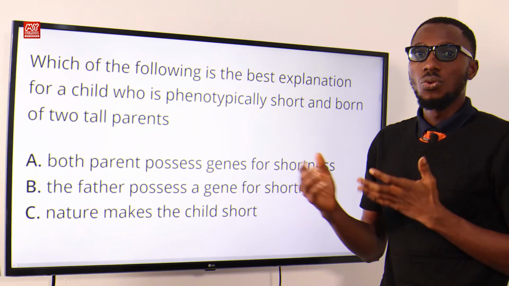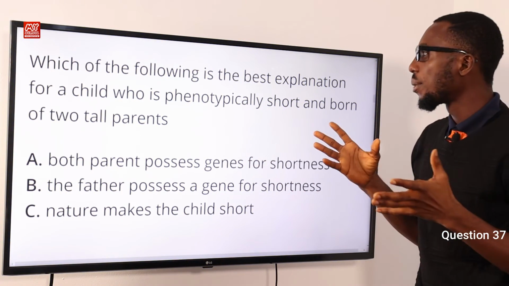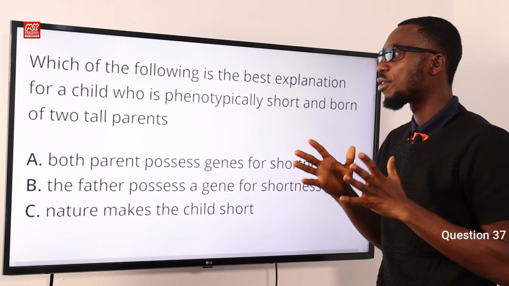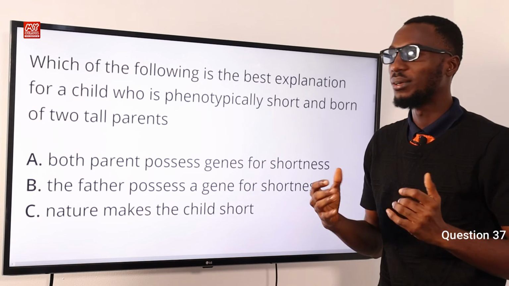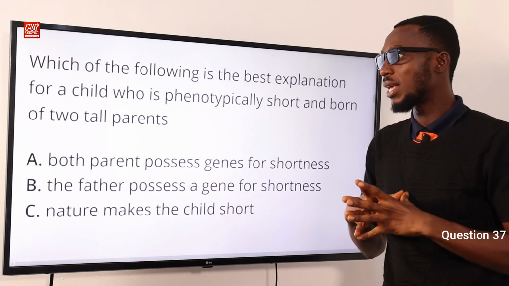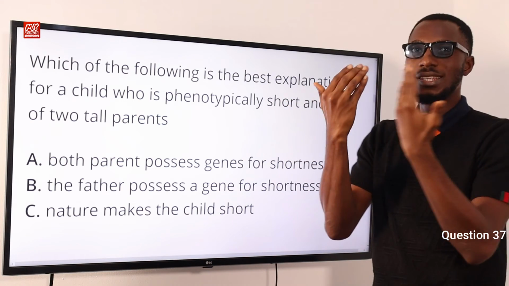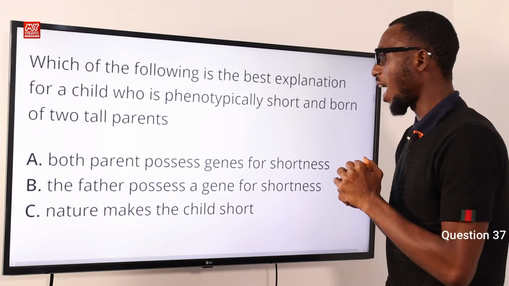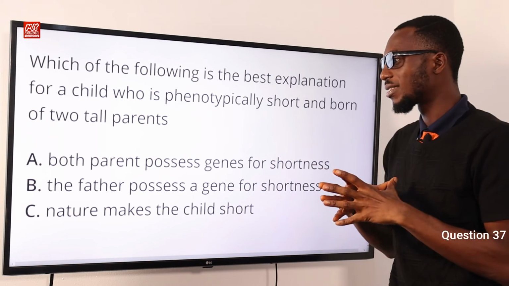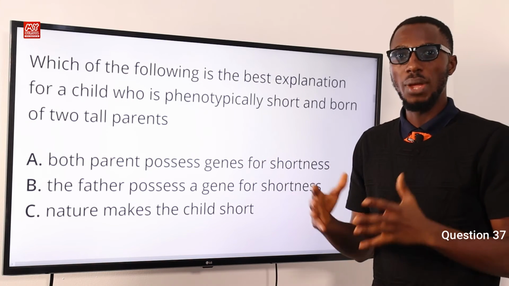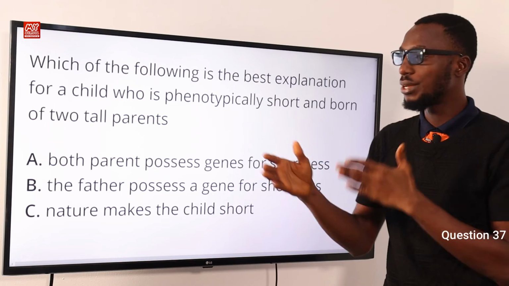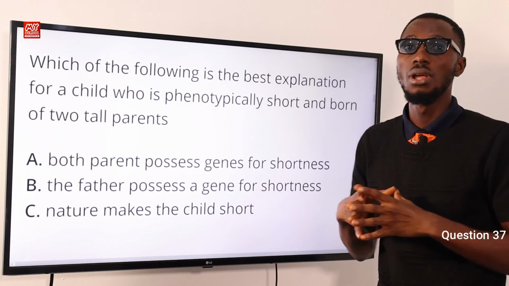Question 37. Which of the following is the best explanation for a child who is phenotypically short and born of 2 tall parents? When you talk about phenotypically, you are talking about physical appearance, what you can observe. So that child is seen as being short, but both parents are tall. This tells you that there is a recessive gene present in both parents, because the gene for tallness is dominant, while the gene for shortness is recessive, at least in this condition we are assessing.